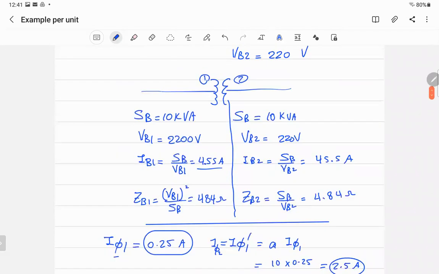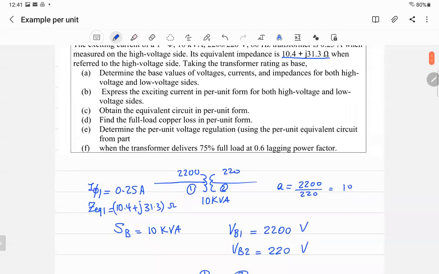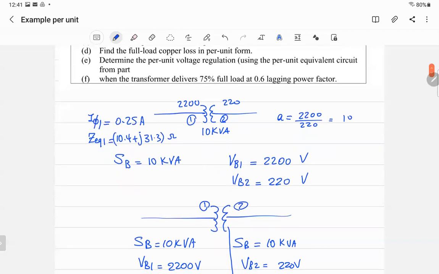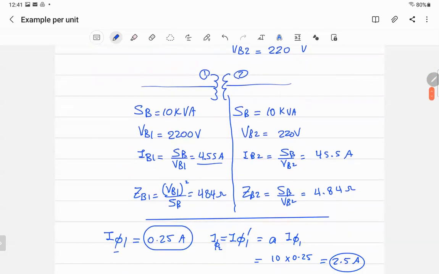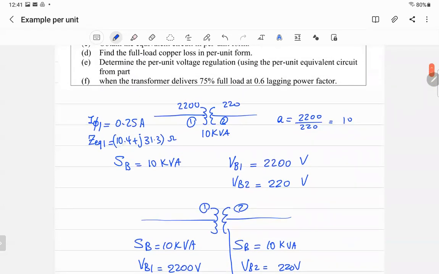The second requirement: obtain the equivalent circuit in per unit form. They want the equivalent circuit. Equivalent circuit means the impedance. The equivalent impedance was given as 10.4 + j31.3 on side one, the primary side. So what we want to find is the equivalent impedance on the other side, and then find the per unit.